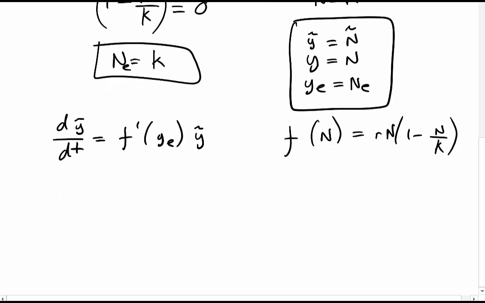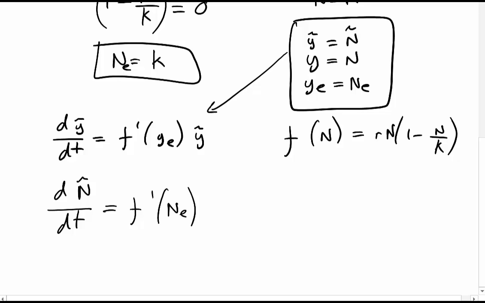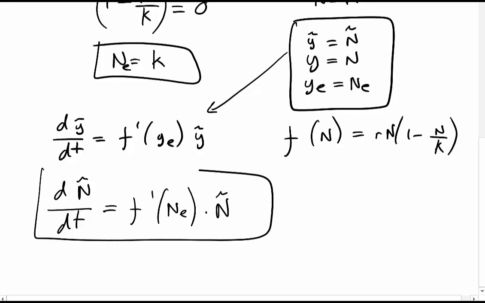So our function is Rn times 1 minus n on k. That is literally our rate of change of our population, and so our rate of change of population is given by this thing. So that's our function. If you remember, I can just make dn tilde by dt, because I'm just making a substitution now using these variables, equal to f dash of ne times y tilde, which was n tilde. So this is now effectively what I'm trying to do.